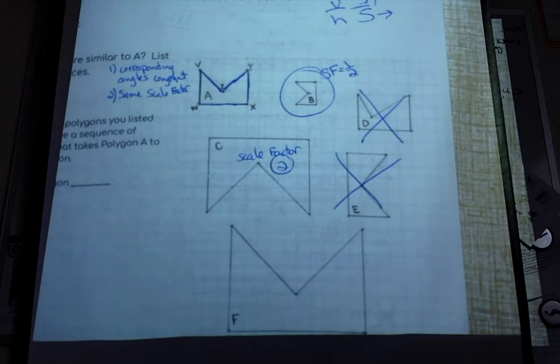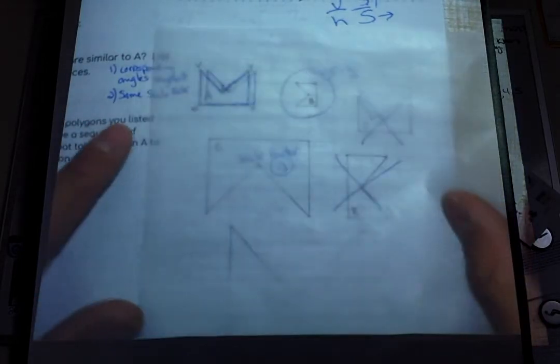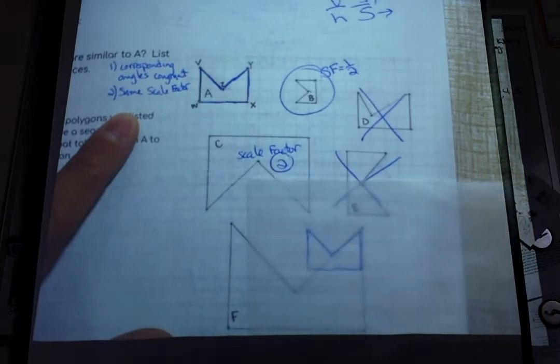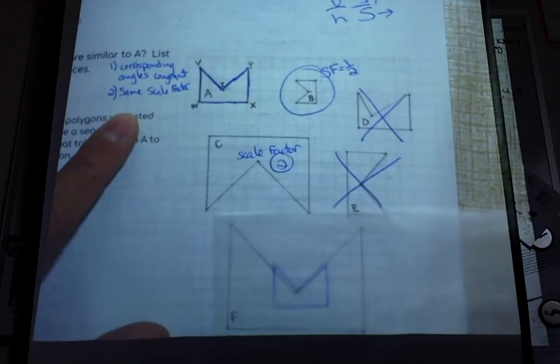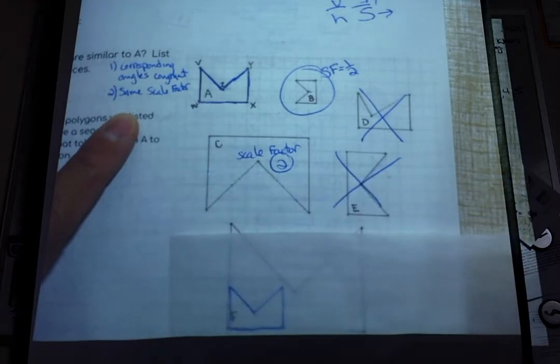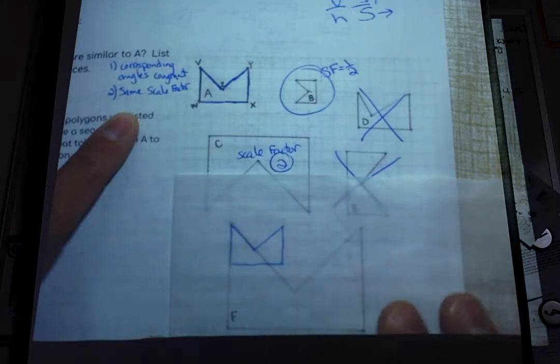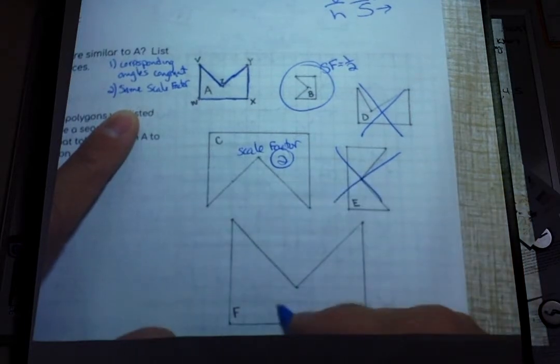Lastly, is F. So it looks like we're just going to slide this thing down. 90, let's test our angles, that works. Test our middle one, that one works, and that one works. Now let's check our dilation. Looks like we're 1, 2.5. So scale factor 2.5.